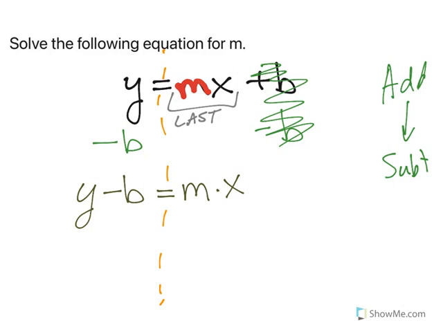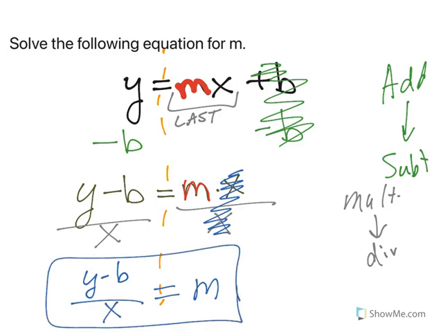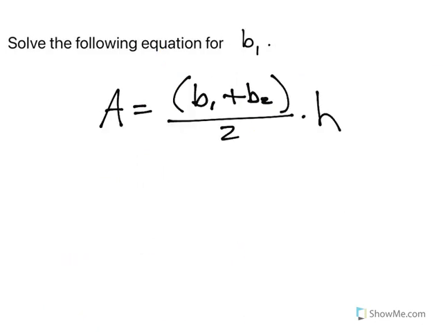Okay, still we're trying to get m by itself. So now I have m times x. So I have multiplication. What is the opposite of multiplication? That is division. So I want to divide by the piece I want to get rid of. Well, I want m to be by itself, so I want to get rid of x. So I'm going to divide both sides by x. That makes my x's cancel out because x over x is 1. And I have m equals y minus b all over x. That's it.